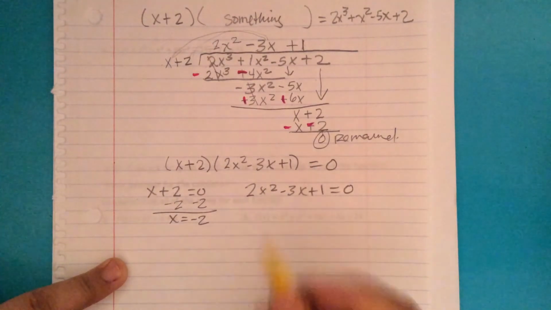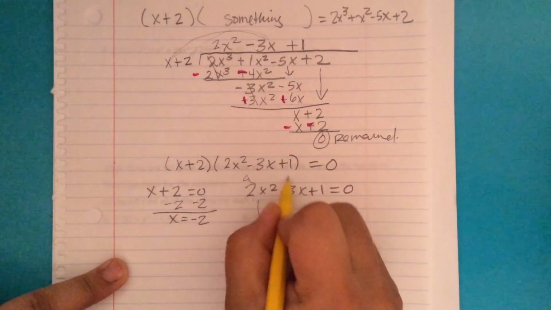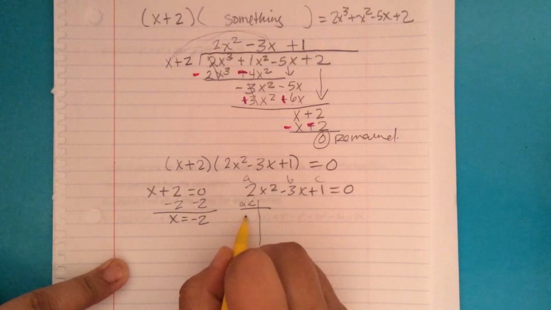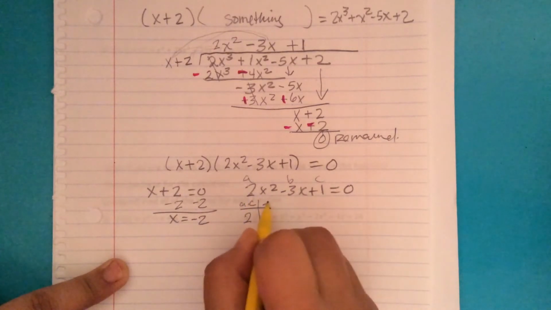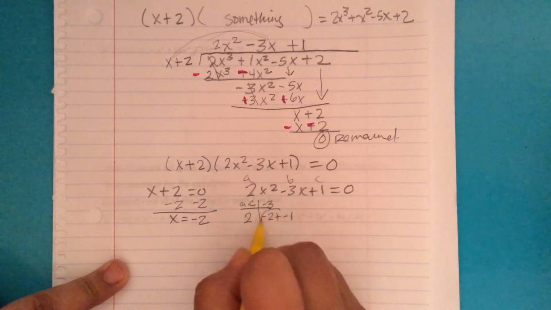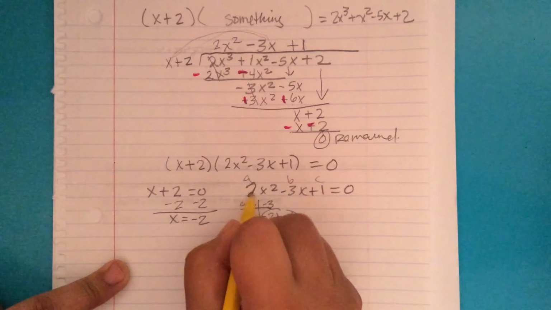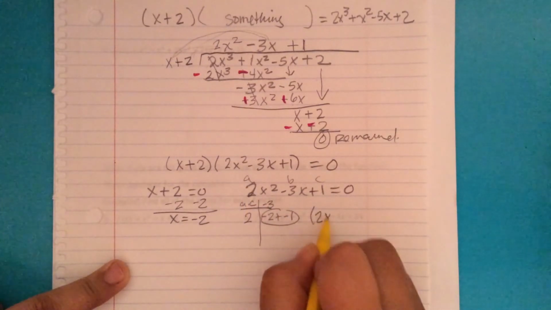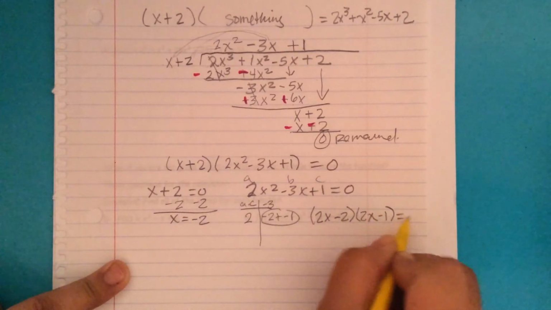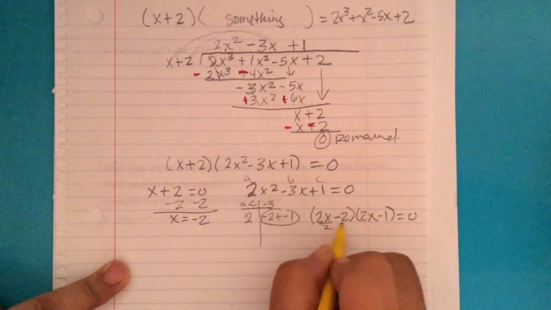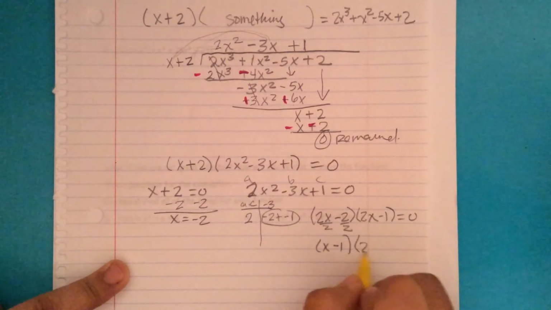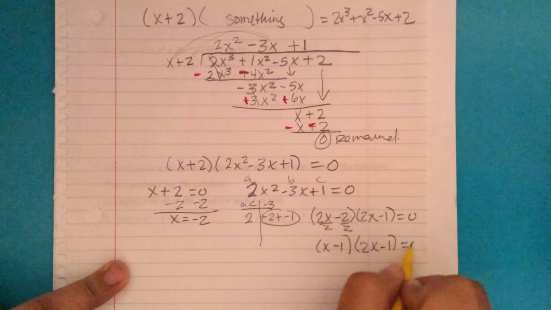And so this is a, b, c. So remember a times c. In this case it's 2 times 1. And it has to add up to a negative 3. So negative 2 plus a negative 1. So now remember your a is 2, so that means you have to put it in twice. 2x minus 2, 2x minus 1 equals 0. Then you reduce this, so that's going to be x minus 1 times 2x minus 1 equals 0.